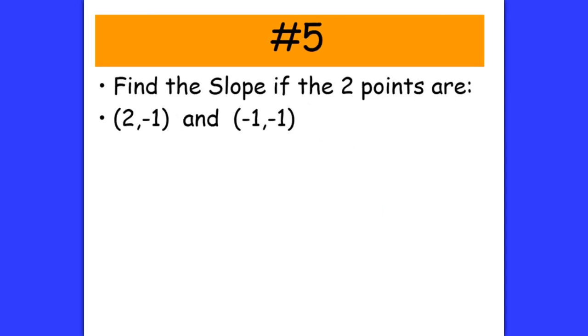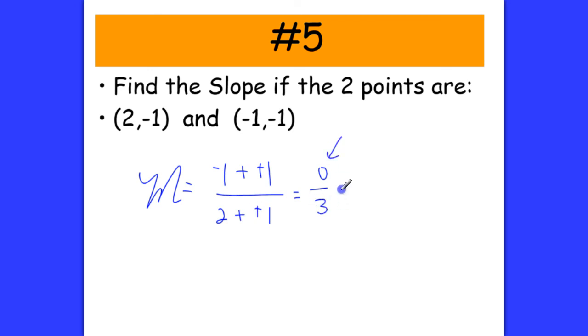Here we go. Find the slope if the 2 points are these 2 points. So the slope m is equal to, I'll go negative 1 minus negative 1. I guess it doesn't really matter which one we use because they're both negative 1. So in the denominator, I will do 2 minus negative 1. All right, we change that to addition. Negative 1 plus 1 is 0. That is 3. Now notice on this one, the numerator is 0. That is the one that actually equals 0. So the slope of this particular line is 0.